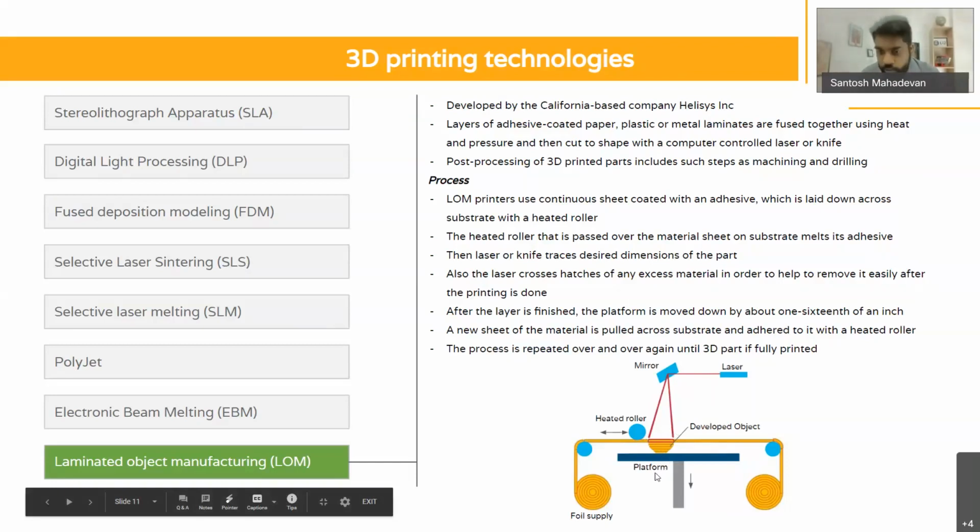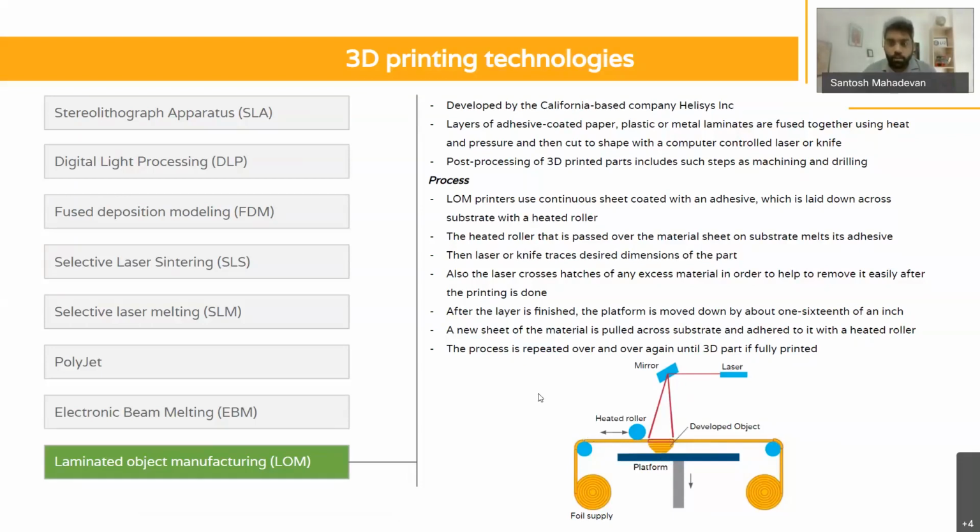Then the platform moves down again, and the roller moves a fresh layer of laminate. And then, because the adhesive is activated and the laser is going to cut out that cross section as well, you are going to get layer upon layer upon layer, which is nothing but your laminated object layering or laminated object manufacturing. So this is what laminated object manufacturing does.